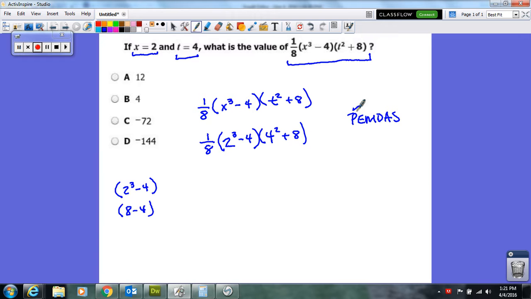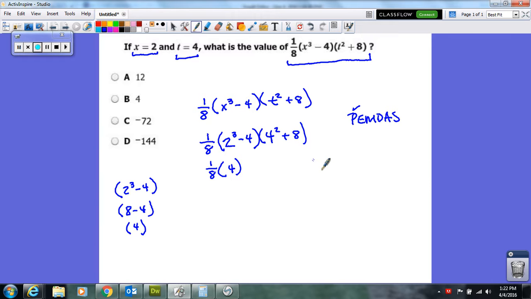And then, since I've done my exponent within the parentheses, I continue looking across for the rest of the math operations that are inside here. There's only one operation left, subtraction. So I'll finish this off by finding the value of 8 minus 4, giving me a value of 4. So instead of having 2 cubed minus 4, I know that that is equivalent to 4.